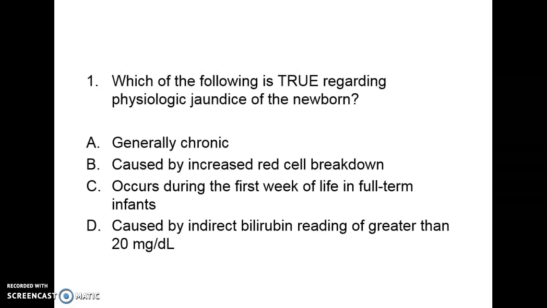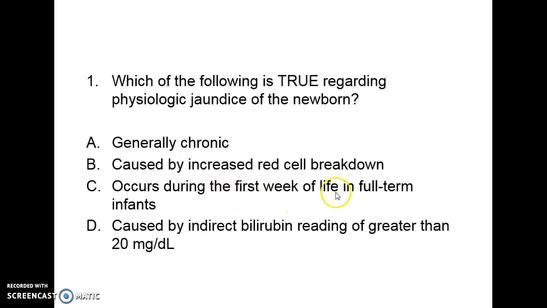All right, then, real fast, which of the following is true regarding physiological jaundice of the newborn? A, generally chronic. B, caused by increased red cell breakdown. C, occurs during the first week of life in full-term infants, caused by indirect bilirubin reading of greater than 20 mg per deciliter. All right, the most correct answer is going to be C.